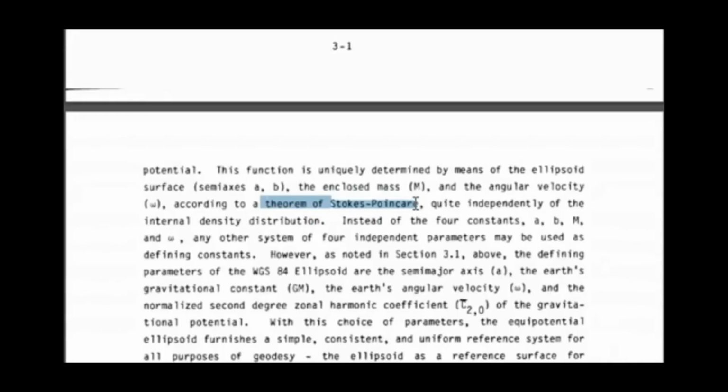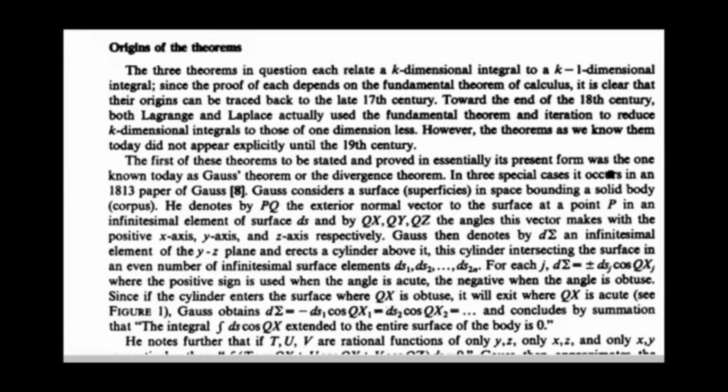To define which potential parts of the atmosphere were rotating, which caused the stars to move, the moon, the sun, and so forth. And here's what they said. The first of these theorems to be stated and proved in essentially its present form was the one known today as Gauss's theorem or the divergence theorem.